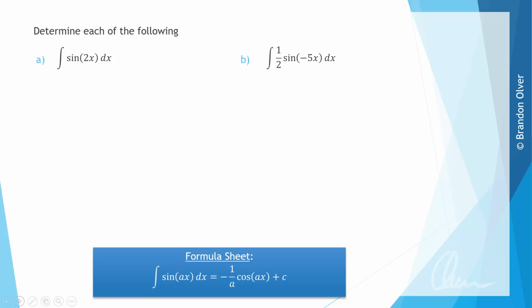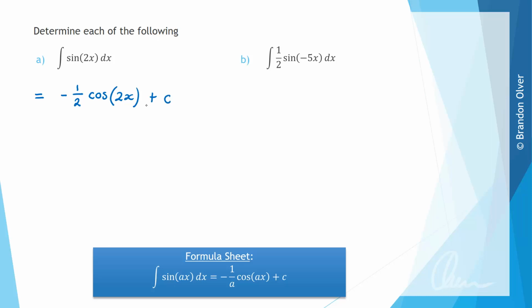And this just really describes that we take the coefficient of x, which is a, and we multiply by the reciprocal as part of the process of finding the antiderivative. So let's have a think about what that looks like for part A. Following that process, we have negative, and we multiply by 1 over a, or a half, and now we have cos of ax, so cos of 2x, plus c.